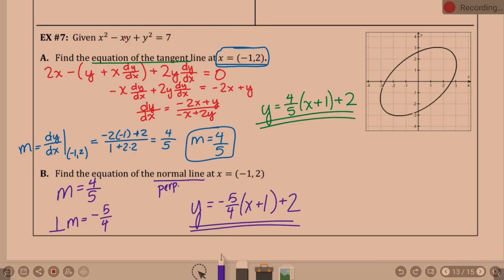Hopefully, I mean, this equation of the tangent line stuff, it's not going away. They ask you to find an equation of the tangent line, you're finding a slope using the derivative. You have a point, okay? Or you're finding a point.